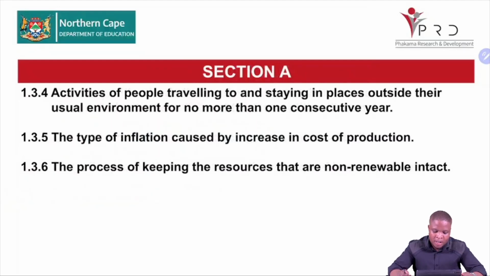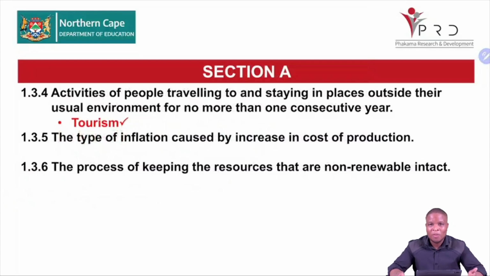Activities of people traveling to staying in places outside their usual environment for not more than a year. That is tourism. The type of inflation caused by an increase in the cost of production. This inflation is because of cost of production, not because people are having money. When people are having too much money, we have what we call a demand pull inflation.